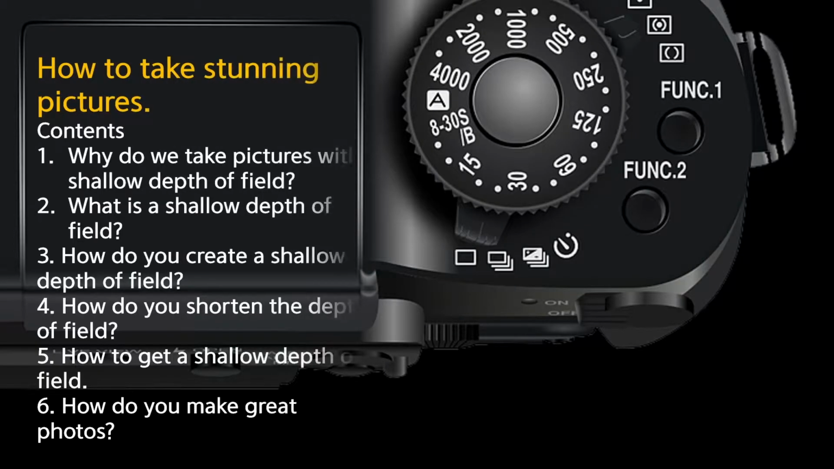Contents. 1. Why do we take pictures with shallow depth of field? 2. What is a shallow depth of field? 3. How do you create a shallow depth of field? 4. How do you shorten the depth of field? 5. How to get a shallow depth of field? 6. How do you make great photos?